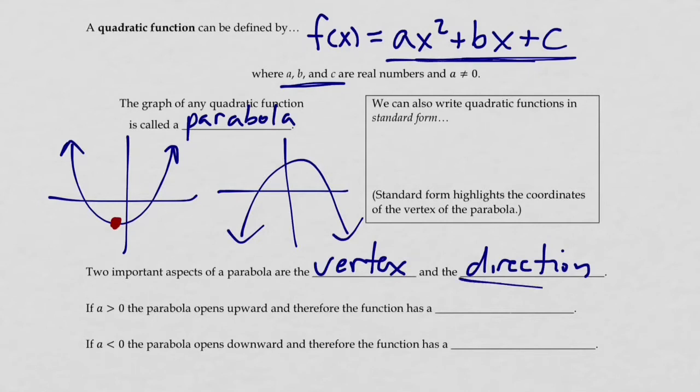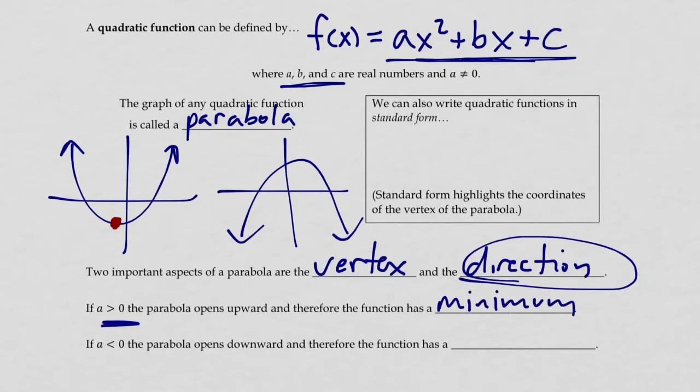In particular, the direction is maybe easiest to see. If the value of a is greater than 0, then the parabola is going to open upward, which means that the vertex is going to occur at a bottom point on the graph, which is called a minimum. So the function value, the y value, is going to reach some lowest value at that minimum point. If the value of a is less than 0, then the function is going to open downward and the vertex is going to reach some sort of highest point, which is called a maximum.